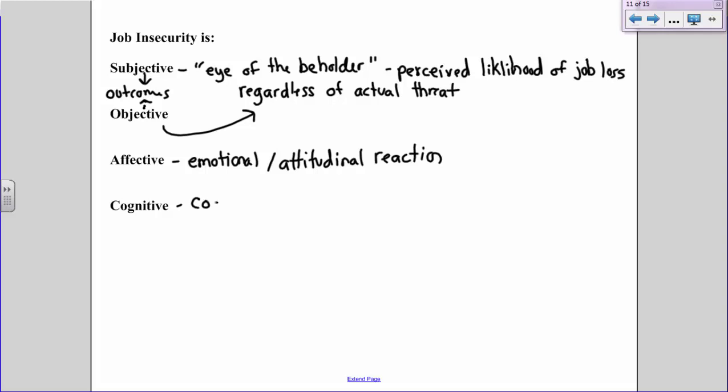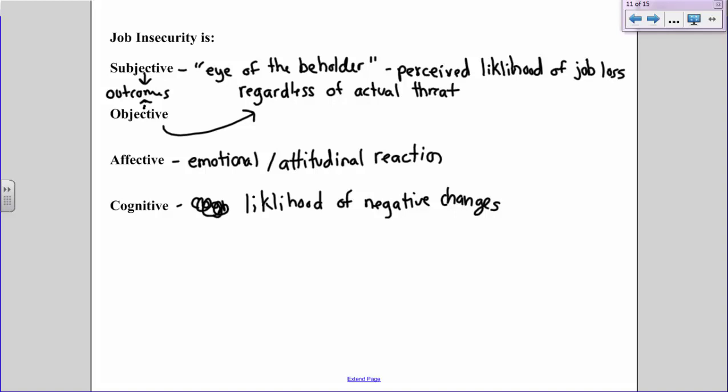There's also more cognitive types of stress related to job insecurity, and this reflects the perceptions of the likelihood of negative changes. So more of an evaluation than a reaction. So again, it's the likelihood of negative changes to one's job. So feeling that threat of job loss or the loss of valued job features. So cognitive is kind of the evaluation, and then affective is the emotional reaction to those job insecurities.